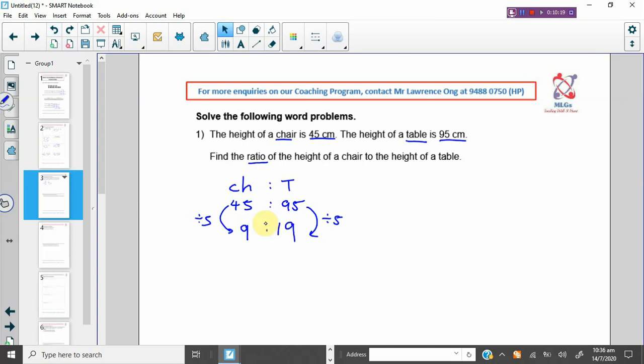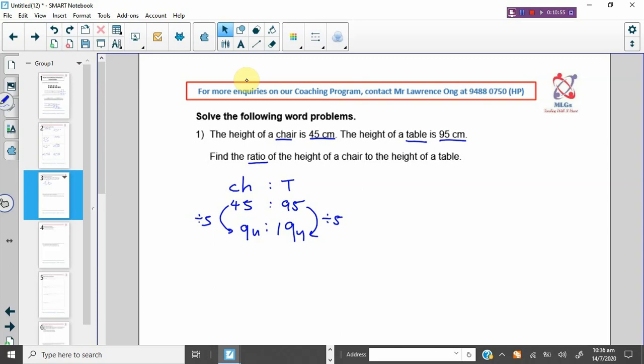Alright, does it mean the chair has now become 9 cm or the table has now become 19 cm? No, it means that it is a representation. It means the chair is now 9 units high and the table is now 19 units high. So now you are using units to represent the chair and the table. So when you have a ratio, it is a form of representation. It's not the actual height, but it's a type of representation.